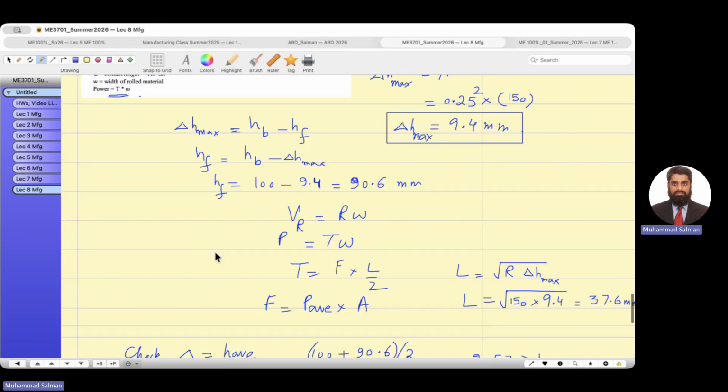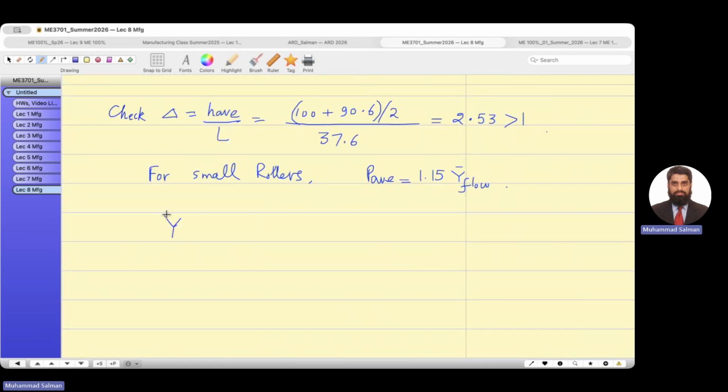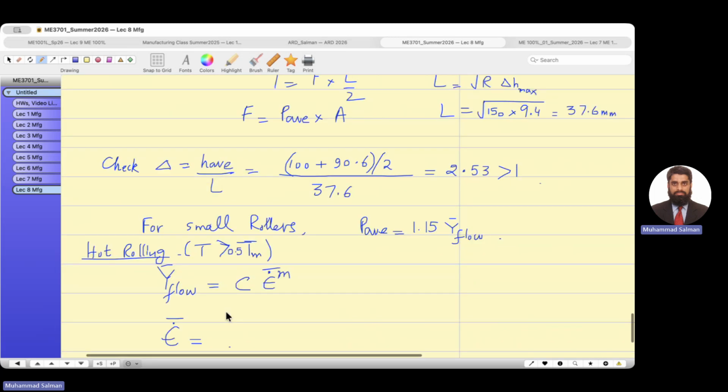So let's change this technique. So Y average flow for hot rolling. I would say hot rolling. The previous question was for cold rolling, whereas hot rolling is used when the temperature of the material is greater than half of the melting point of the metal, and Y_f is C epsilon dot average epsilon dot. And you will ask me, Professor, what is the formula for the strain rate? I will say strain rate, what is the formula? It is given.